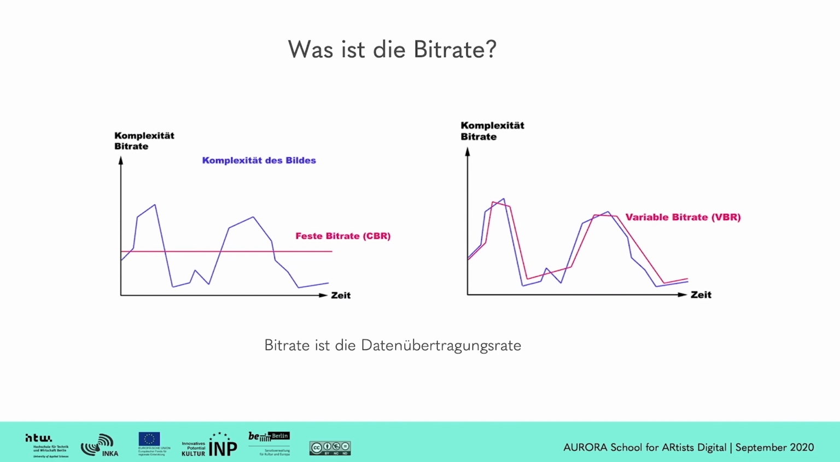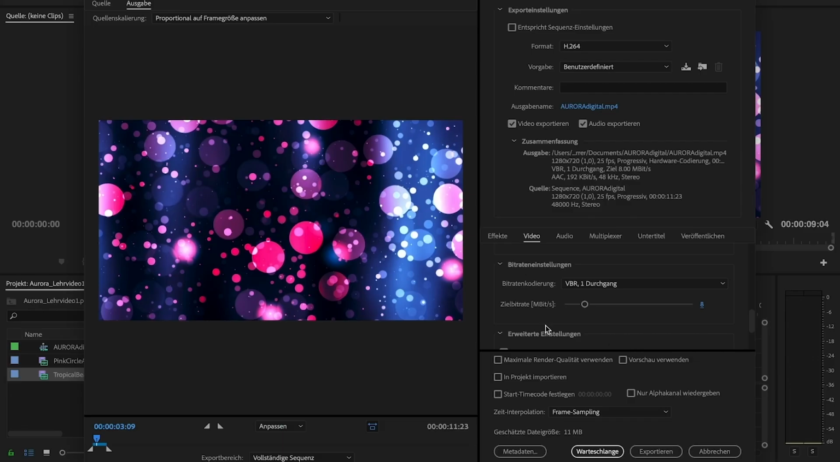Also recommended is a variable bitrate, as seen here on the right in the diagram, because it adapts better to the changes in the video and is often more efficient. For our project, we choose a simple encoding pass and a low target bitrate of maximum 2. Here below you can already see the estimated file size, which should not exceed a few megabytes. If I were to increase the bitrate again, the video would become significantly larger. So back to 2.